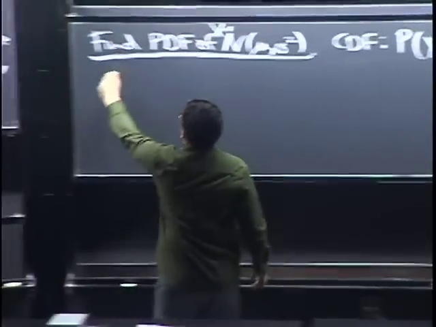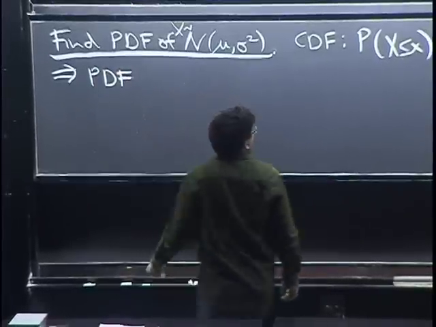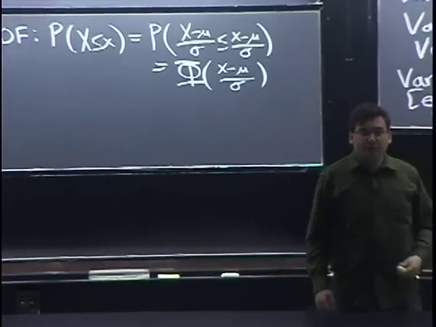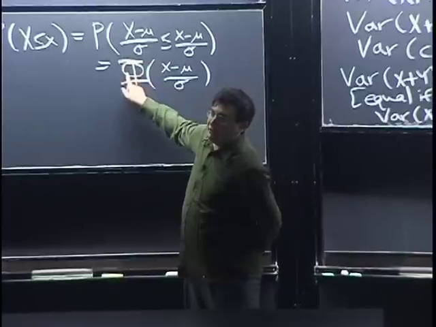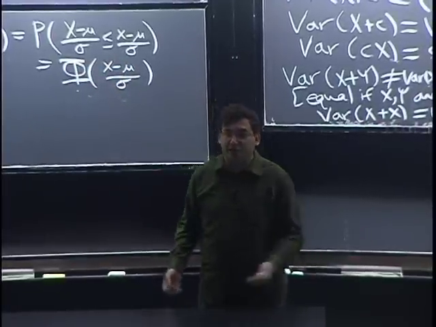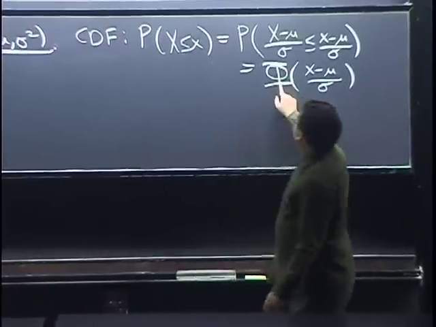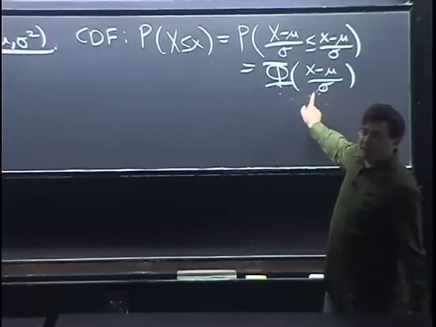Now, to get the PDF, we just have to take the derivative of the CDF. That's just the chain rule, right? Because we have this capital phi as the outer function, and then we have this inner function here. So it's just the chain rule from basic calculus. It's the derivative of the outer function evaluated here times the derivative of the inner function.